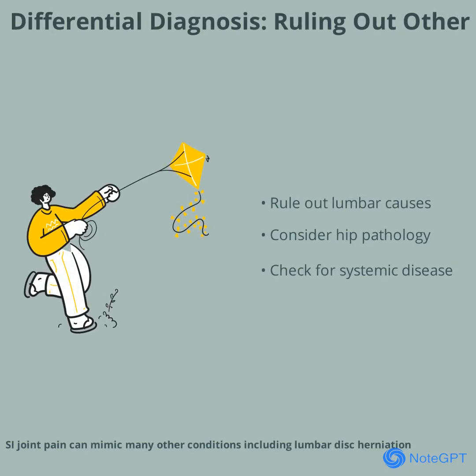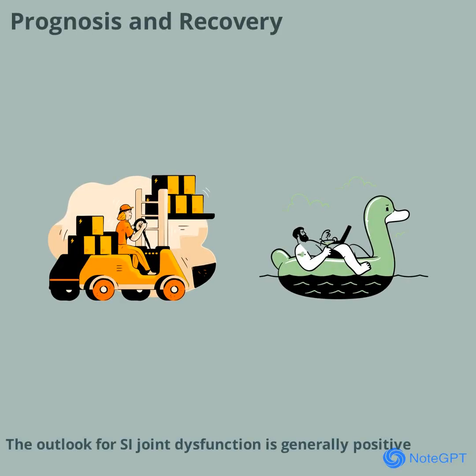SI joint pain can mimic many other conditions, including lumbar disc herniation, spinal stenosis, hip osteoarthritis, and even piriformis syndrome. Inflammatory diseases like psoriatic arthritis or systemic conditions such as Behçet's disease must also be considered. Infectious sacroiliitis, though rare, is a critical diagnosis in febrile patients. Thorough evaluation, including imaging, lab tests, and physical examination, helps distinguish SI joint dysfunction from these other causes, ensuring accurate and effective treatment. Outlook for SI joint dysfunction is generally positive.